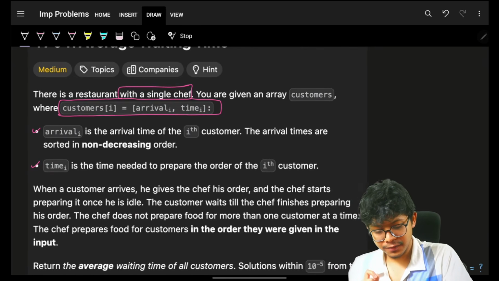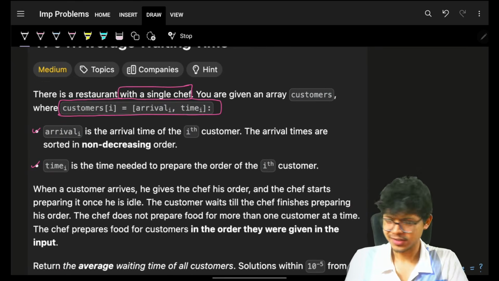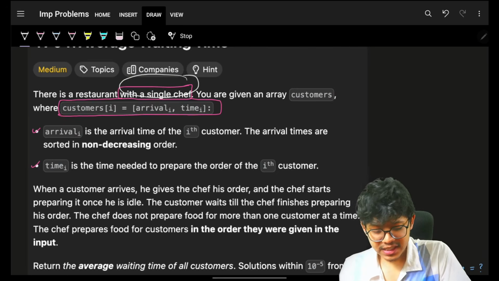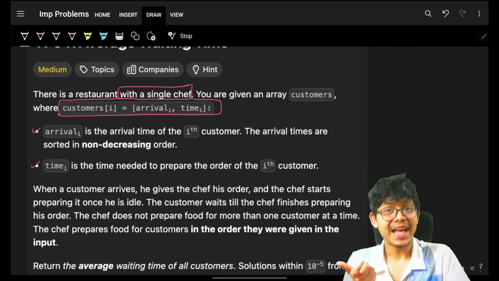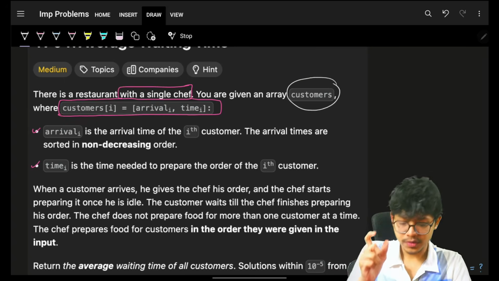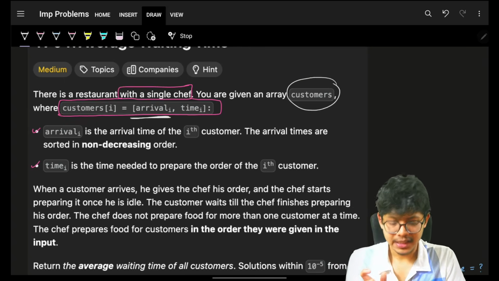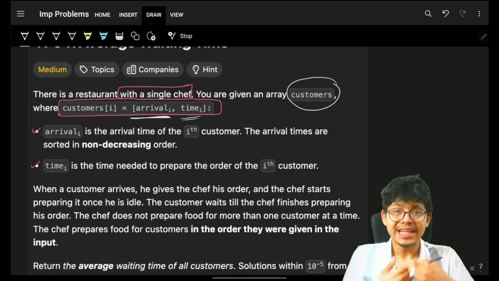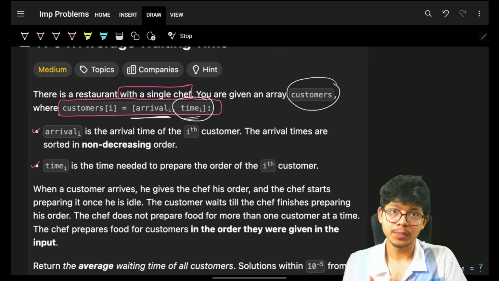So it says that you have a restaurant in which there is a single chef, and you are given an array of customers where a customer will arrive at this arrival time and his dish needs this much amount of time to prepare.